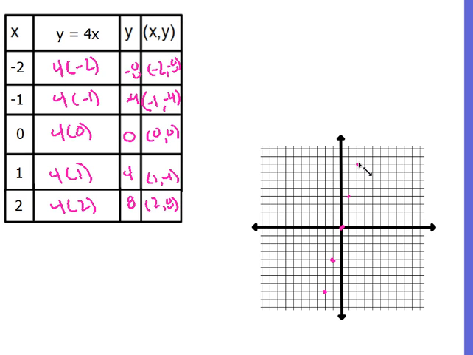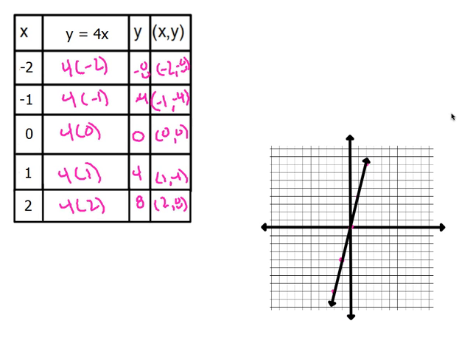Alright, so that is how we graph a linear equation. All we do is make our function table, graph the points, and then connect them with a line.